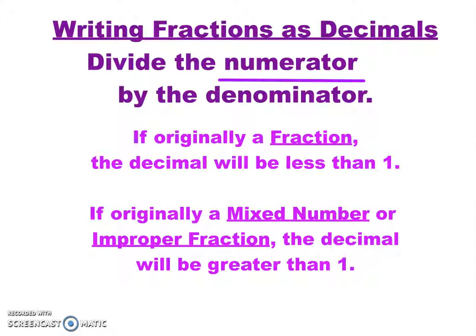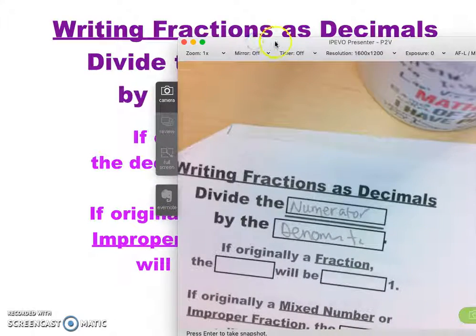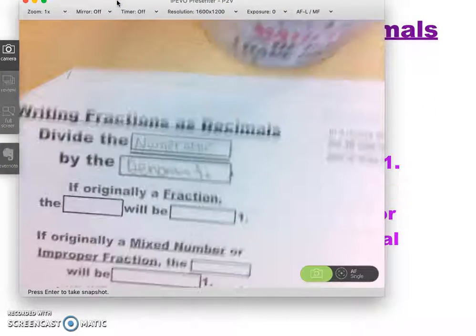The next thing we're going to do is writing fractions as decimals. So first you're going to divide the numerator by the denominator. Numerator, think about North Dakota. Numerator, denominator, trying to go fast. If it's originally a fraction, the decimal will be less than 1. Think about a fraction, it's not a whole. If it's originally a mixed number or an improper fraction, the decimal will be greater than 1. Just something nice to remember when I'm checking my work. Simple things like that when checking your work are very good to remember.